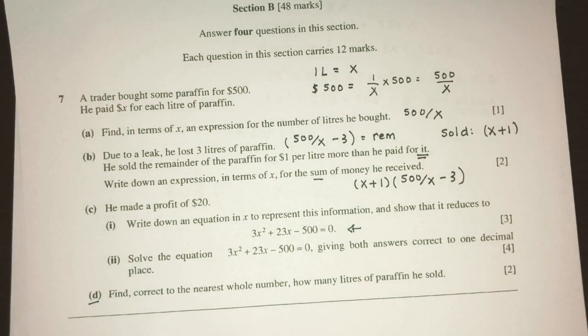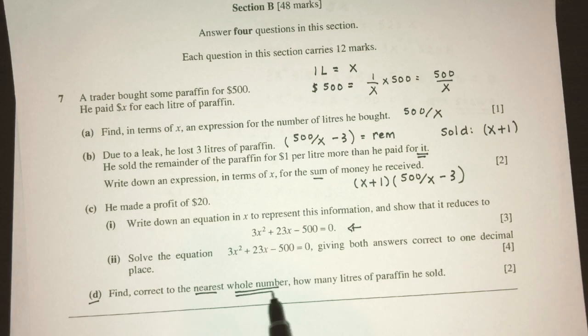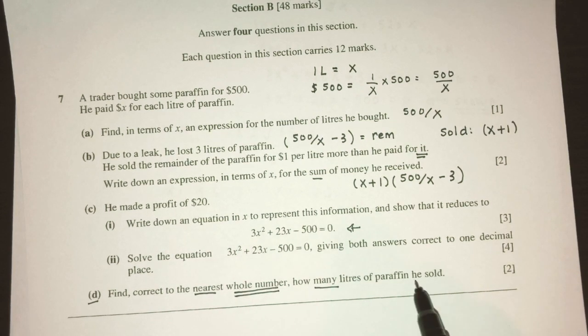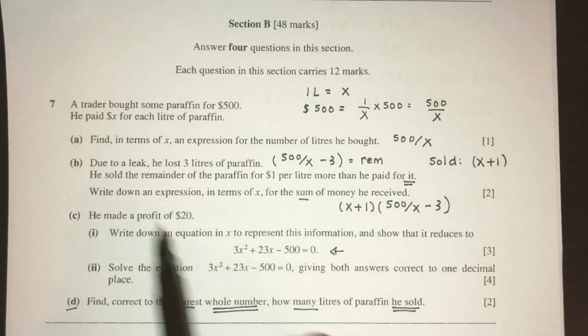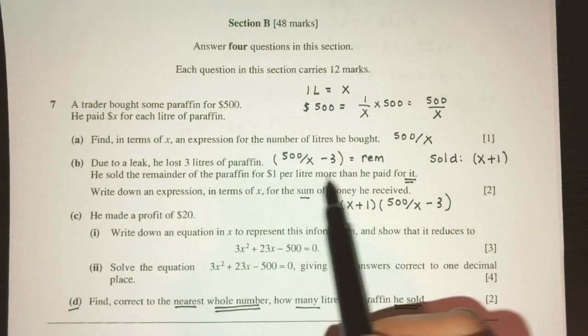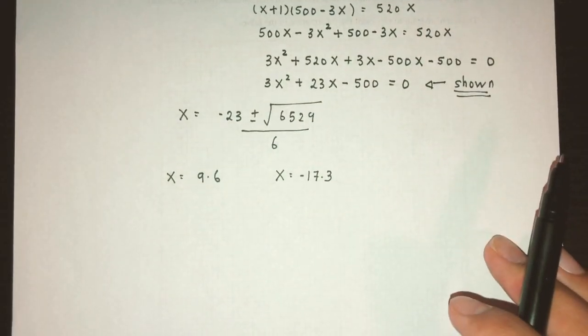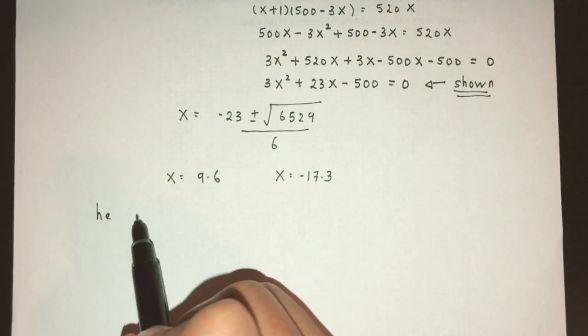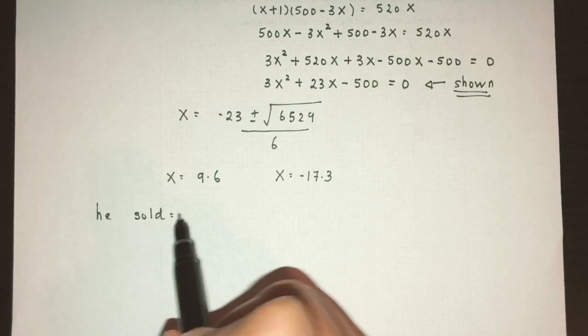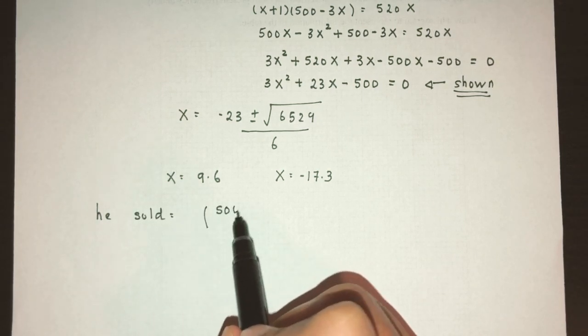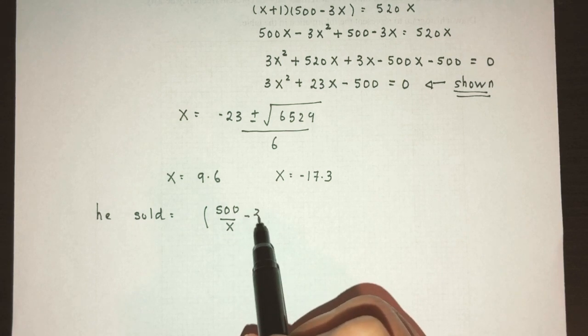Now for part D, find, correct to the nearest whole number, how many liters of paraffin he sold. So we know that he sold this much, the remainder. So he sold 500 over x minus 3.